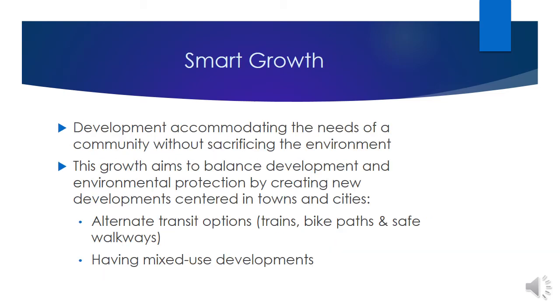So smart growth. What are we talking about specifically with smart growth? We're talking about developments accommodating the needs of a community without sacrificing the environment. This growth aims to balance development and environmental protection by creating new developments centered in towns and cities. This includes alternate transit options, so space for trains, bike paths, and safe walkways. And also including mixed-use development, so both multifamily housing and apartment buildings along with single-family dwellings.